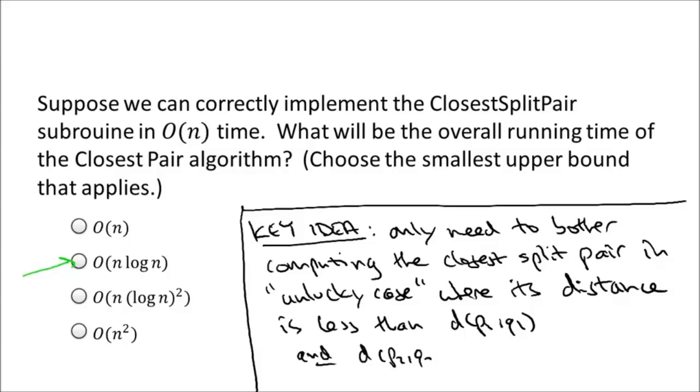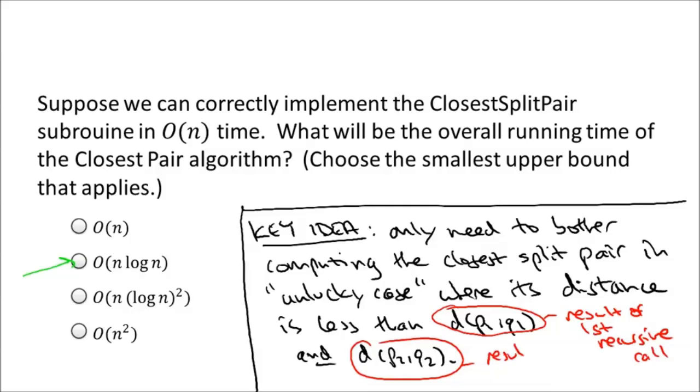Remember, there's a lucky case and there's an unlucky case. The lucky case is where the closest pair in the whole point set P happens to lie entirely in the left half of the points Q or in the right half of the points R. In that lucky case, one of our recursive calls will identify this closest pair and hand it over to us on a silver platter. We could care less about the split pairs in that case. We get the right answer without even looking at the split pairs.